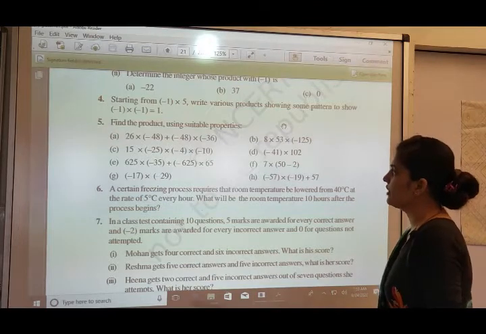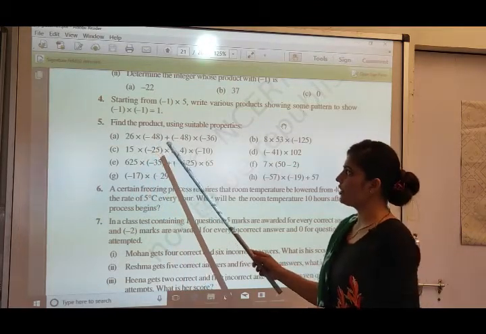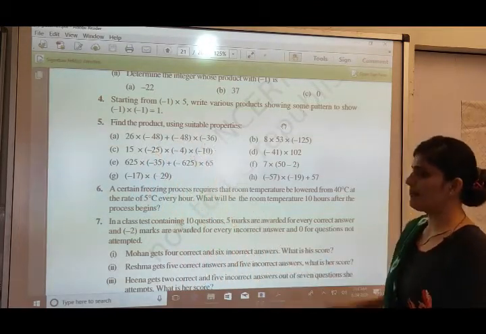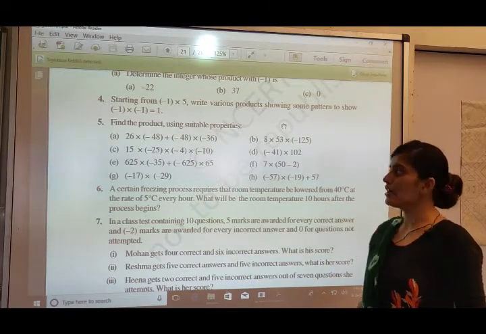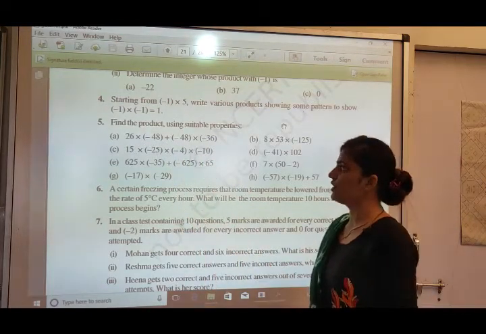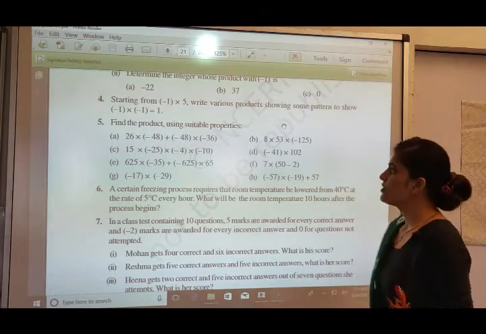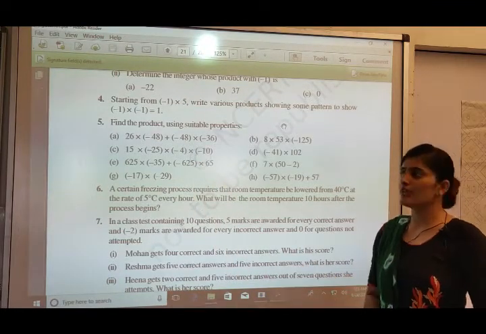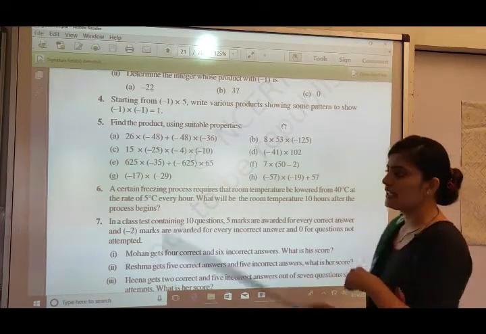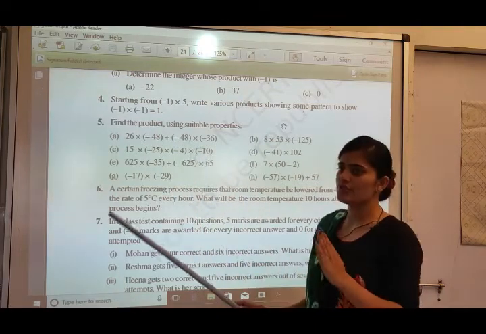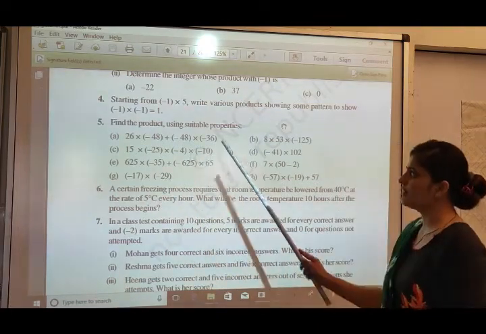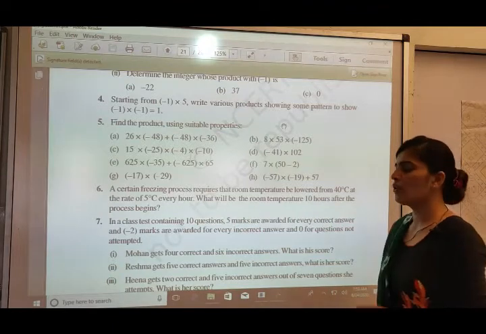All these properties you have to use over here and solve the given sums. First, A is given over here: 26 multiplied by minus 48 plus minus 48 multiplied by minus 36. Now here you can see minus 48 and minus 48, it is twice. So it is already distributed with the 26 and 36. Already 48 is distributed among both of them. This means that we have to use distributive property over here.